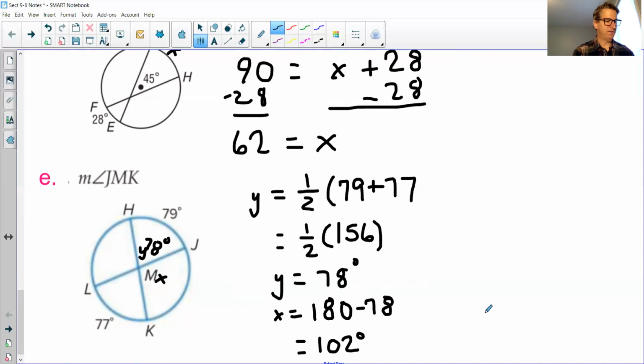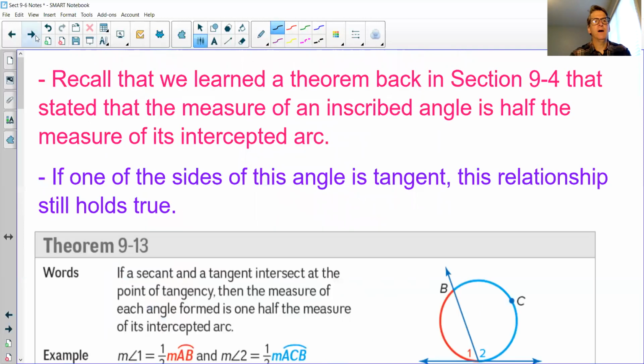Got 5 pages of notes, really only 4. This is the first page. Section 9.6. Okay, second page. Recall that we learned a theorem back in section 9.4 that stated that the measure of an inscribed angle is 1/2 the measure of its intercepted arc. If one of the sides of this angle is tangent, this relationship still holds true.